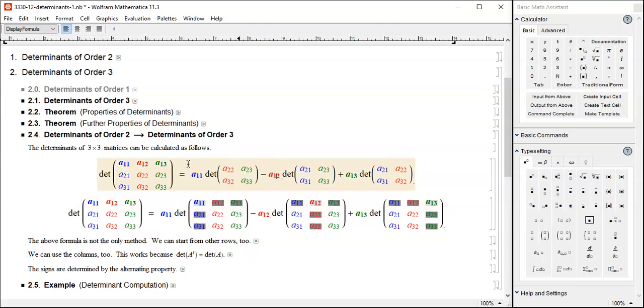Next, we have A12, the second number. We delete the row and column where this A12 came from. So first row, second column, they are gone, and what's left is this deleted matrix, and that determinant we'll calculate. And then third, A13, so first row, third column are gone, and what's left is this deleted matrix.